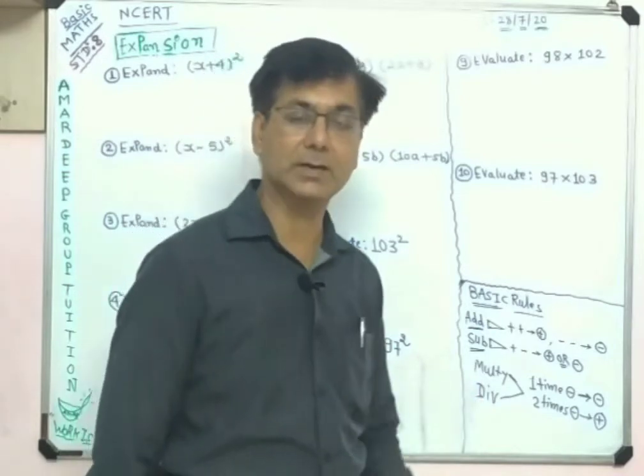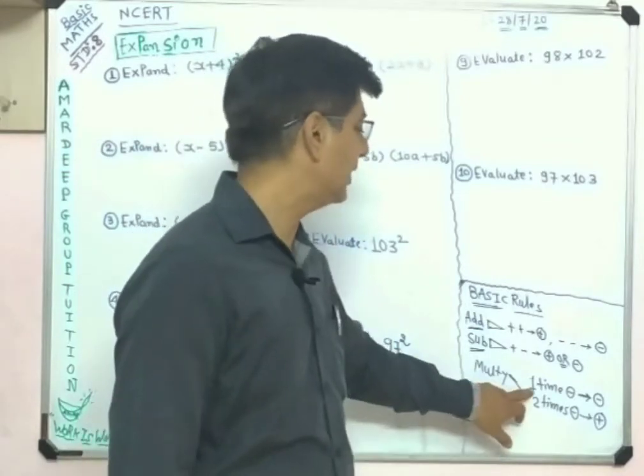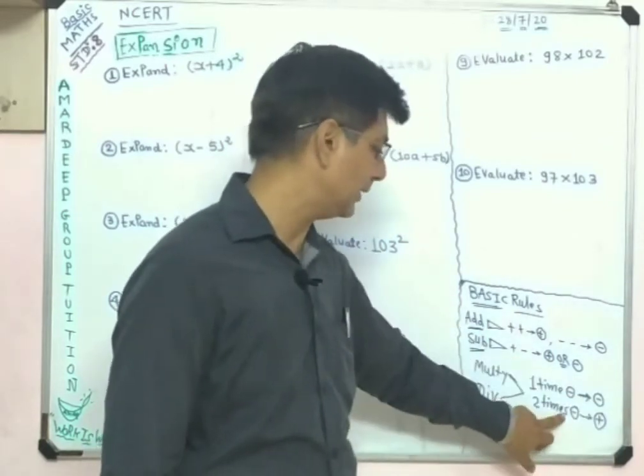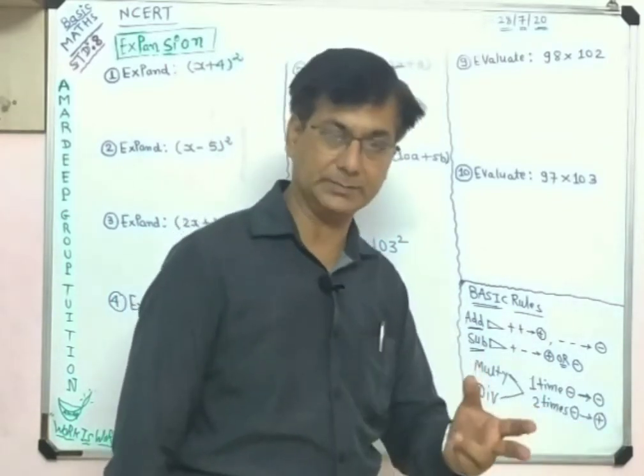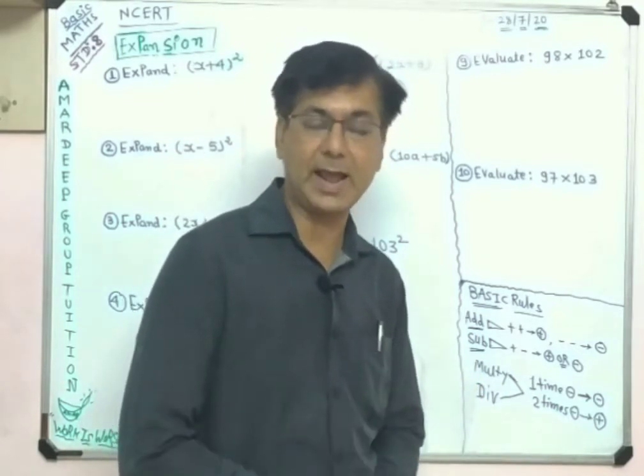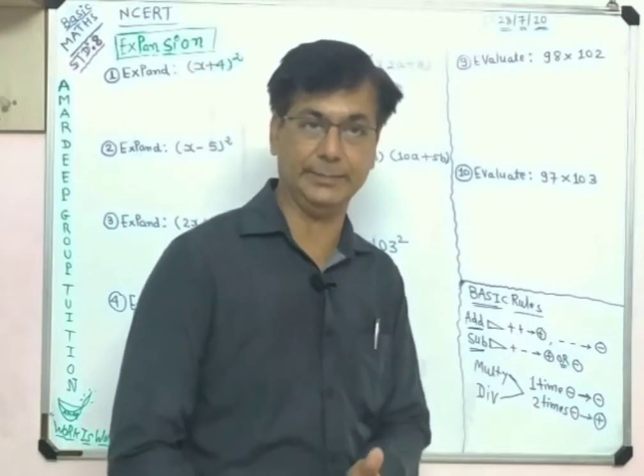Multiplication and division. Multiplication rules: one time minus, the answer will be minus. Two times minus, the answer will be plus. The rules of multiplication and division are the same.